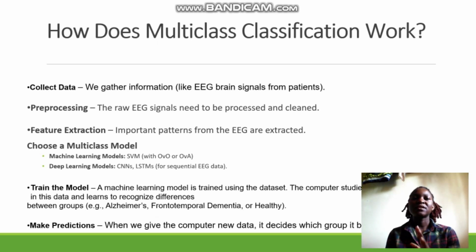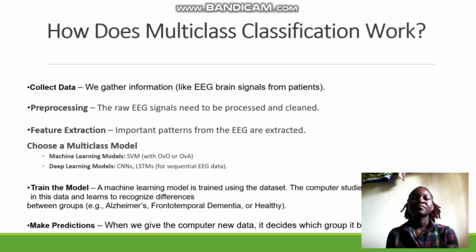So in the long term, or with time, this machine learning or any multi-class model you're using will learn the patterns in the data you're feeding it or using to teach it. It will learn to recognize the difference between the data, then it will learn to classify between the groups. Let's say it will learn to classify that this green signal wave belongs to Alzheimer's disease, or it belongs to frontotemporal dementia, or it belongs to the healthy subjects.